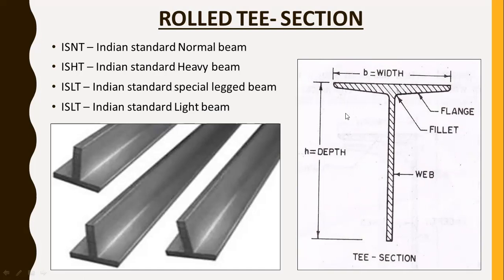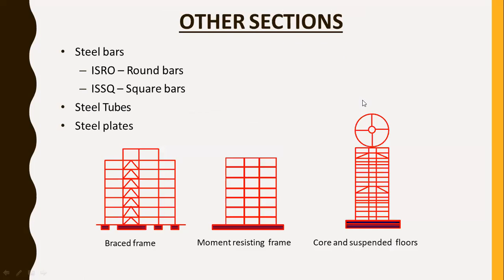Right. So here, the distance between the top and bottom portion is known as the depth, right? The central vertical portion is the web. The upper portion is known as the flange, right? Here, different types of fillets are provided, and a fillet radius is provided, right? So these are the T sections, right? So what are the other sections? In steel bars, ISRO means Indian Standard Round Bars, and ISSQ means Indian Standard Square Bars are provided, right? Next one is a steel tube, and then steel plates, right?